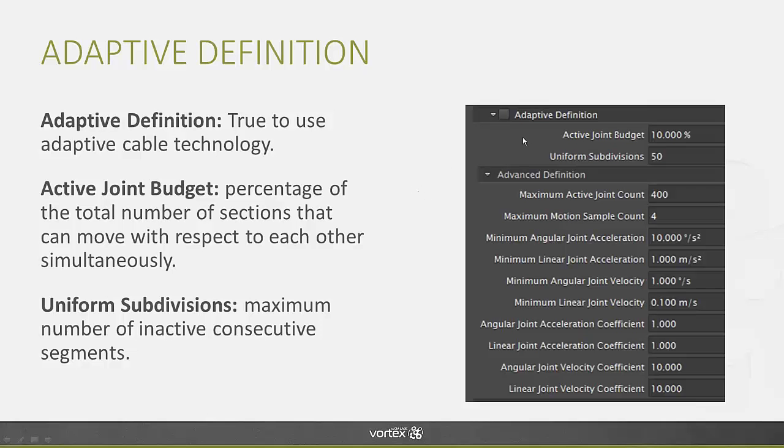Adaptive definition set to true will allow you to use the adaptive cable technology that we discussed earlier. Active joint budget will set the percentage of the total number of cable sections that can move with respect to each other simultaneously. Uniform subdivision is the maximum number of inactive consecutive segments. This allows you to fine-tune how much of the cable is awake and how much is inactive.